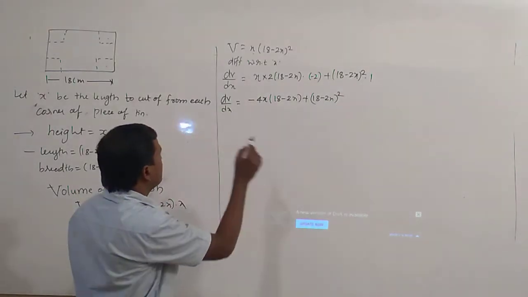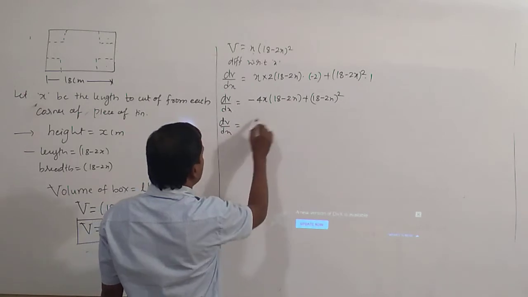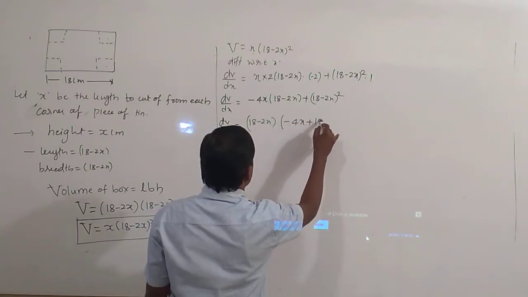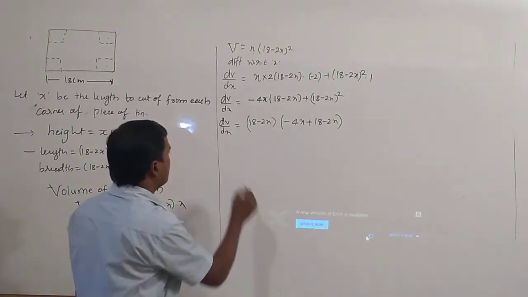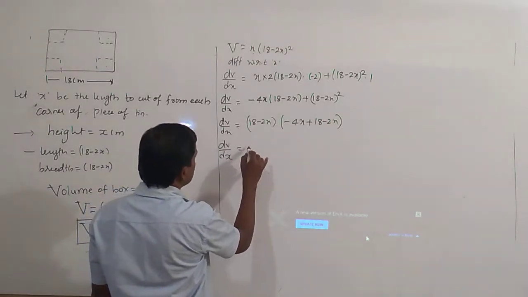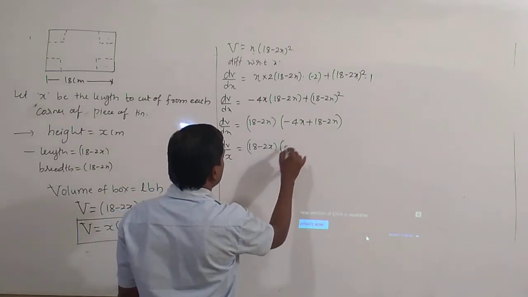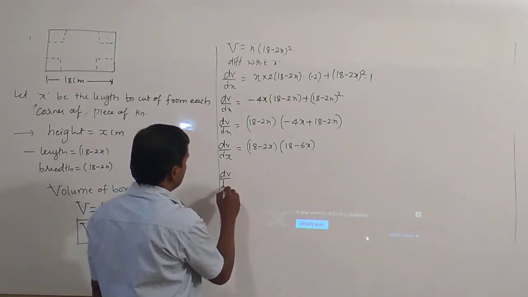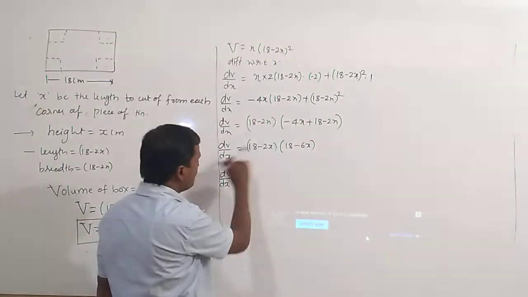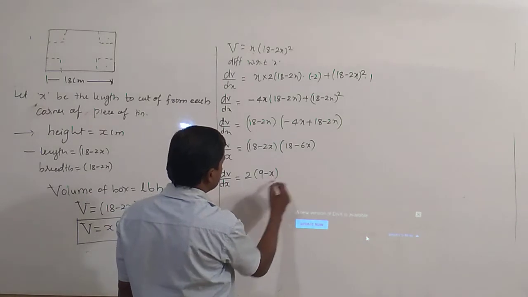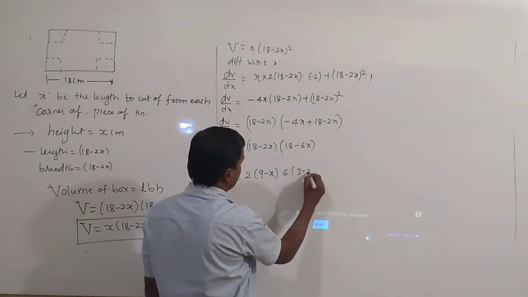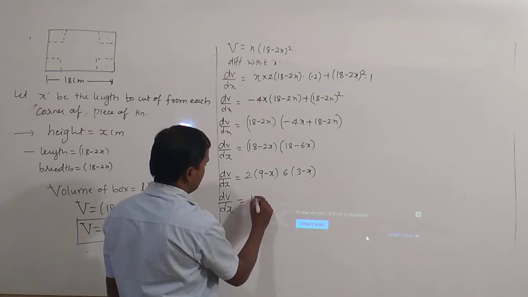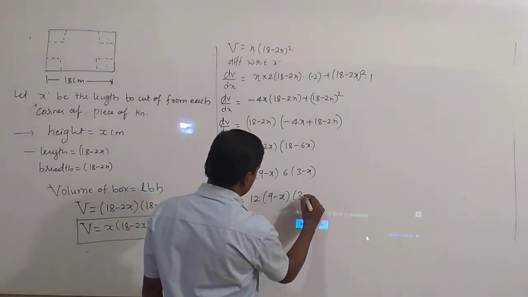Okay, this we should simplify. So clearly dv by dx is equal to, take 18 minus of 2x outside. So here what is the remaining, minus 4x plus 18 minus of 2x. Is it right? Next. So again simplification, dv by dx is equal to 18 minus of 2x into, so 18 minus of how much, 6x. Is it right? So again simplification, here take 2 outside, so here you are getting 9 minus of x, so take 6 outside, so clearly 3 minus of x. Is it right? Now again simplification, dv by dx equal to 12 into, here it is 9 minus of x into 3 minus of x.